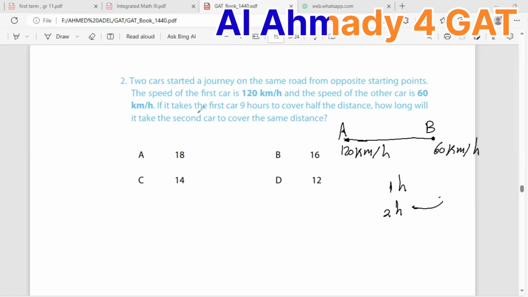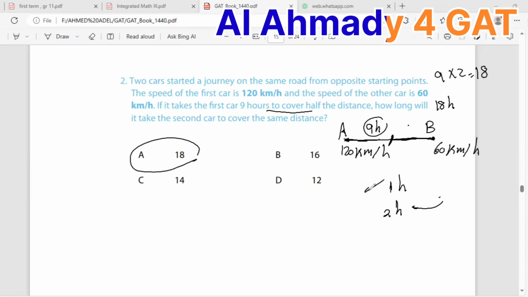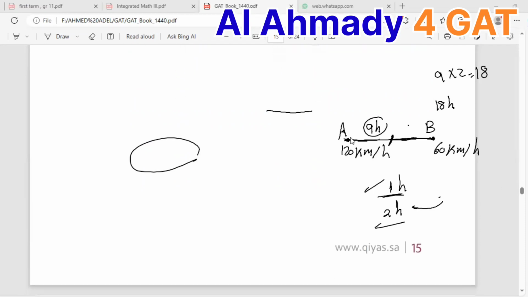And he told me here, if the first car takes 9 hours to cover half the distance, how long will it take the second car? So you can deduce that the second car will cover the same distance in 18 hours. How? 9 multiplied by 2 equals 18. As I told you here, if the first car takes this distance in 1 hour, the second will take 2 hours, because its speed is half the first one.